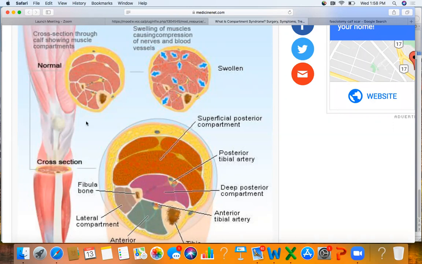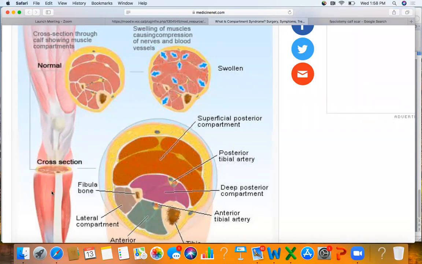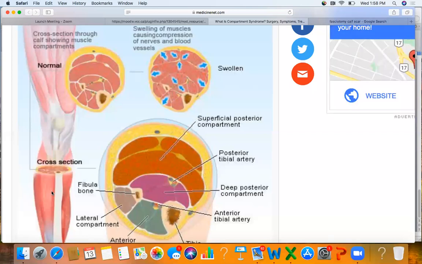So with the cast, it's kind of a two-step process. Take the cast off first, right away, quickly, and then see if that solves the symptoms and signs. If it doesn't, then you might have to progress to this intervention of a fasciotomy in any case.